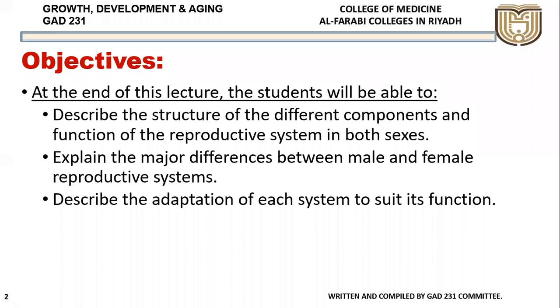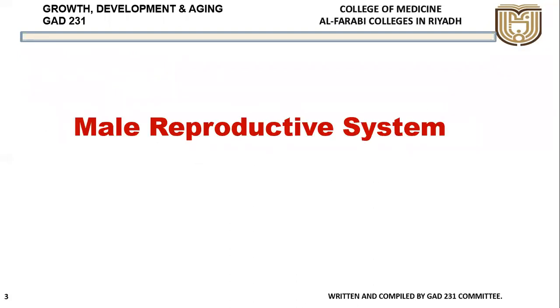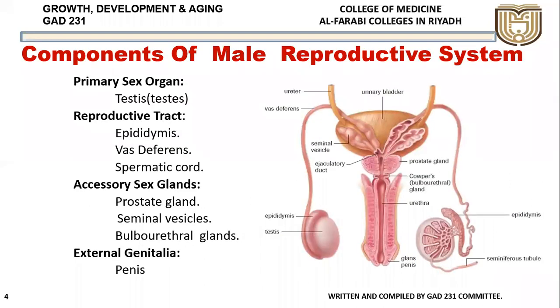So these are the objectives related to this topic, that is describe the structure of different components and function of the reproductive system in both males and female. Then explain the major differences between male and female reproductive system. Then describe the adaptation of each system to suit its function. So to begin with, we'll talk about the male reproductive system, then we'll go to the female reproductive system.